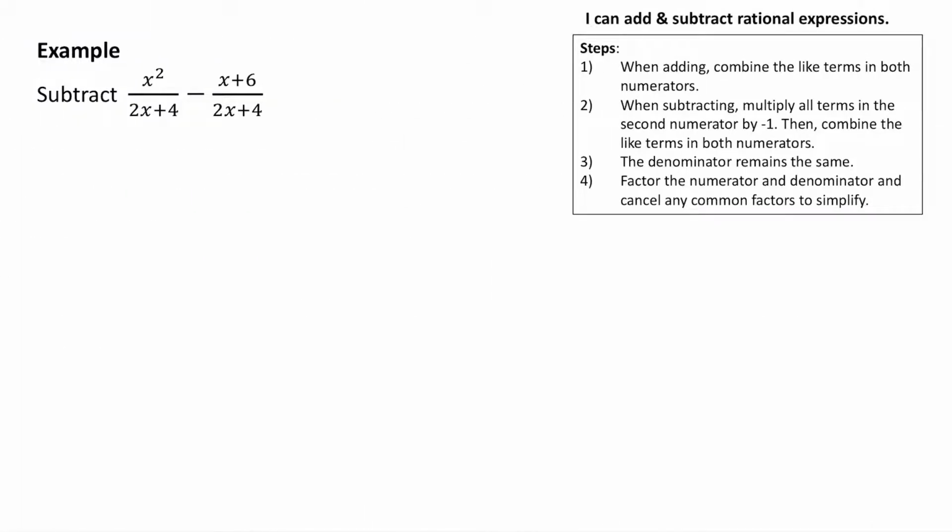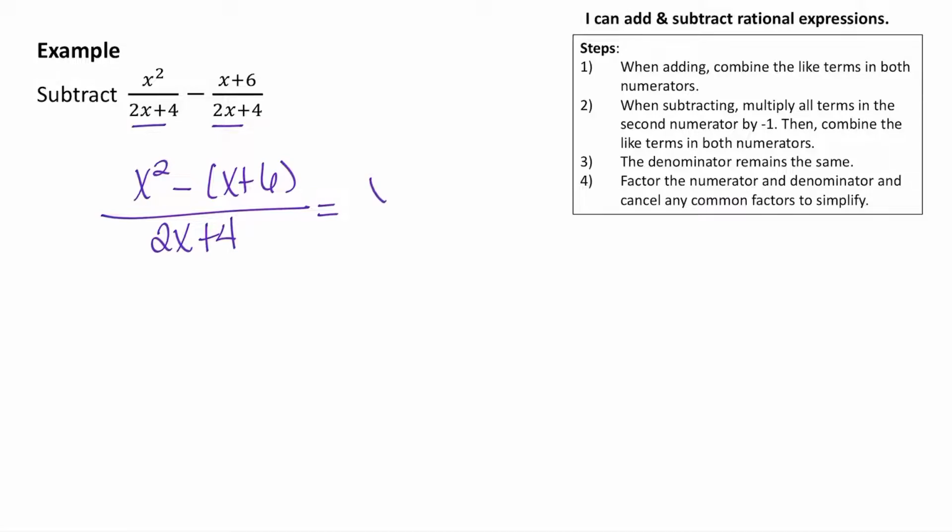So let's try subtracting these two expressions. So notice we have like denominators, so we can go ahead and combine the numerators. So we have x squared, and then it's subtracting all of x plus 6. Okay, so I'm going to write it like that. And that goes over the common denominator, which is 2x plus 4. So I'm going to rewrite this as adding the opposite. So this is x squared plus -1 times x plus 6. And that's over 2x plus 4.